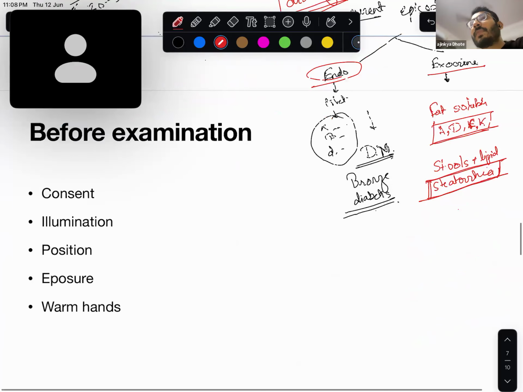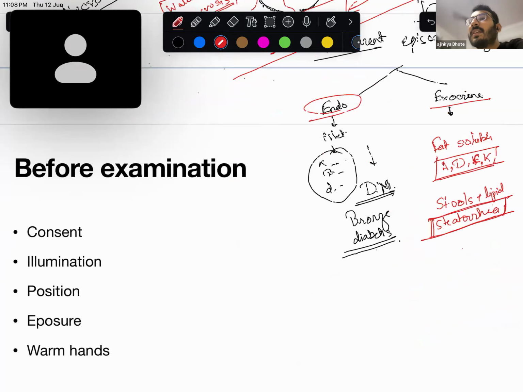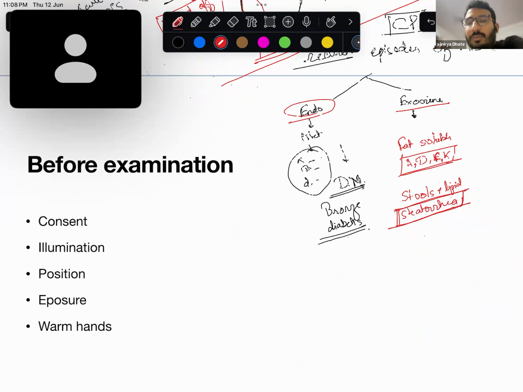Again, there are many tests, many direct and indirect tests. I think when you read the theory, you will know better. Based on fat estimation and the enzyme estimation, there are either direct tests or indirect tests. Okay, coming to examination, I think we have discussed most of the points of history.